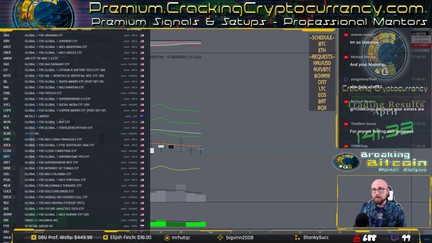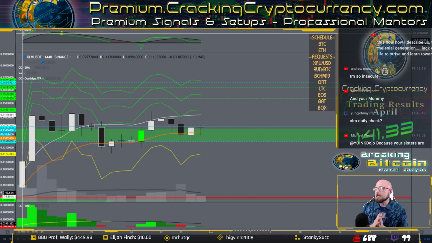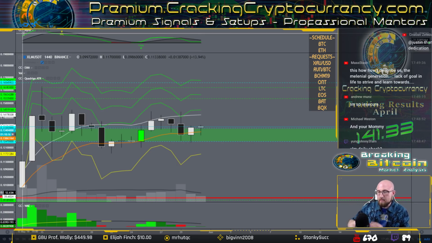We can look at XLM USDT and see if we have anything over there. XLM USDT is potentially giving us a continuation cross. Depends on how the daily closes, but we have closed below the baseline between our primary signal and now, so we're not allowed to take that trade.